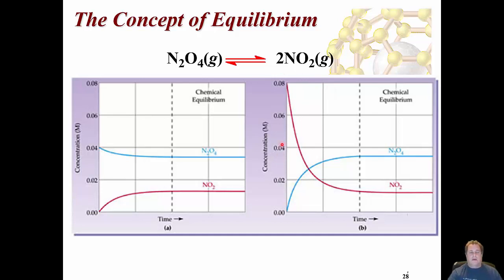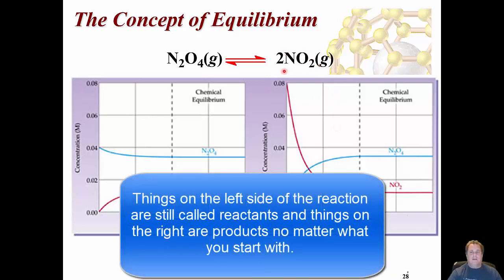Now, note, we're still going to call everything on the left of the chemical equation reactant and everything on the right products. So even though in this right-hand graph we start with NO2 only and no N2O4, by convention, we're still going to call NO2 the product and N2O4 the reactant, because that's how we have it written on the graph.